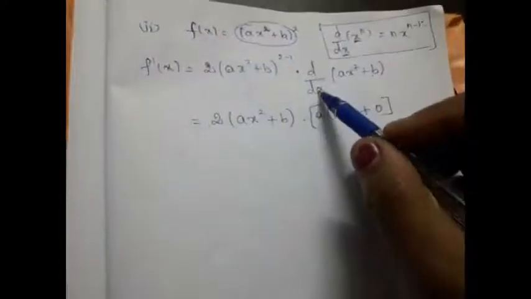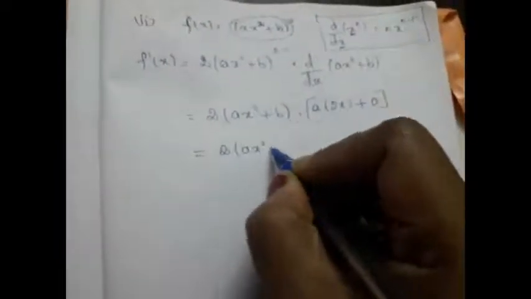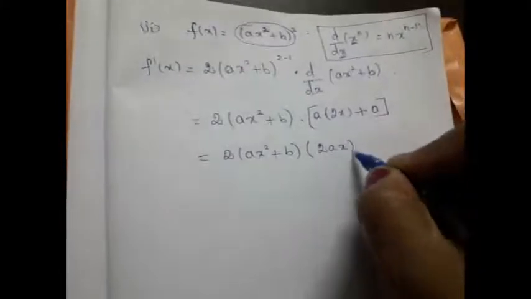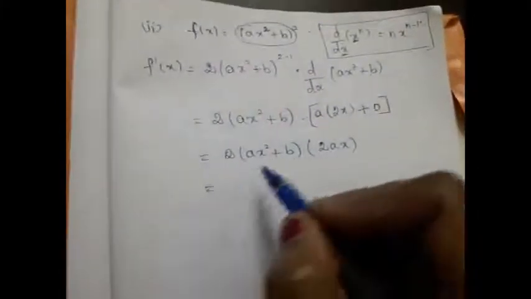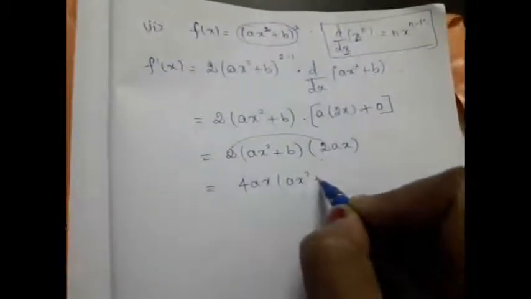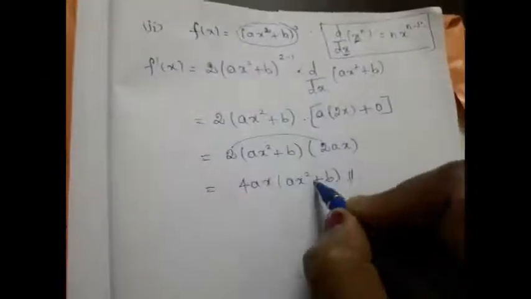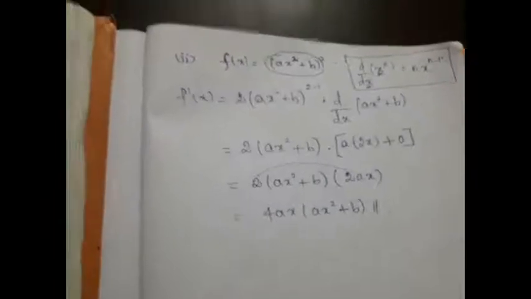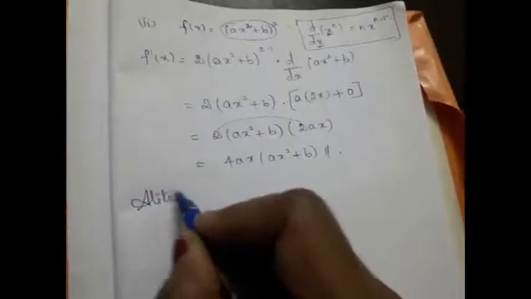X square, if we differentiate with respect to x, it is going to be 2x. So which is equals to 2 into ax square plus b into 2ax. This term is going to become 0. So this can also be written as 2 into 2 is 4ax into ax square plus b is the answer, right? The same problem can be solved in another way. Initially, you can make it as a polynomial by expanding using a plus b the whole square identity. Now let me show you how to do that.